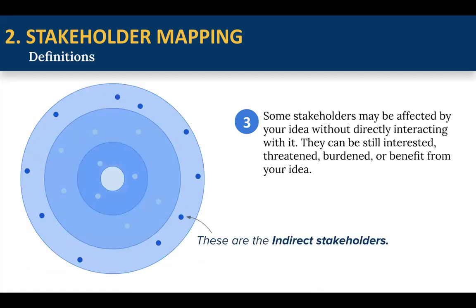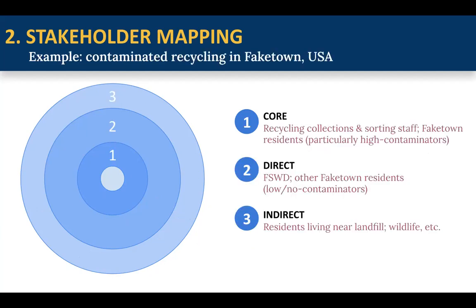And so on the outskirts of all this are your indirect stakeholders. So these might be the entities that actually don't come to mind right away, but if you're bringing in that systems thinking, they are affected by your idea without directly interacting with it. So they can still be interested, they can still be threatened or burdened by it, or they can benefit from your idea. And it's helpful to begin thinking about who is on the outskirts of that.